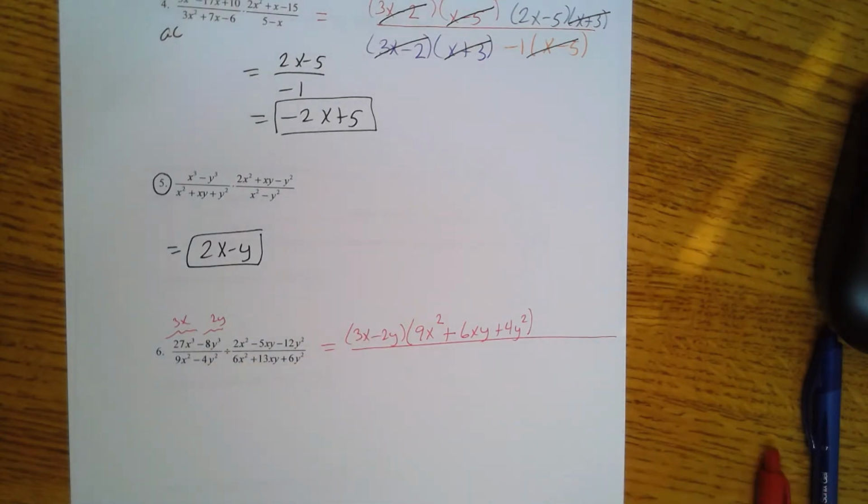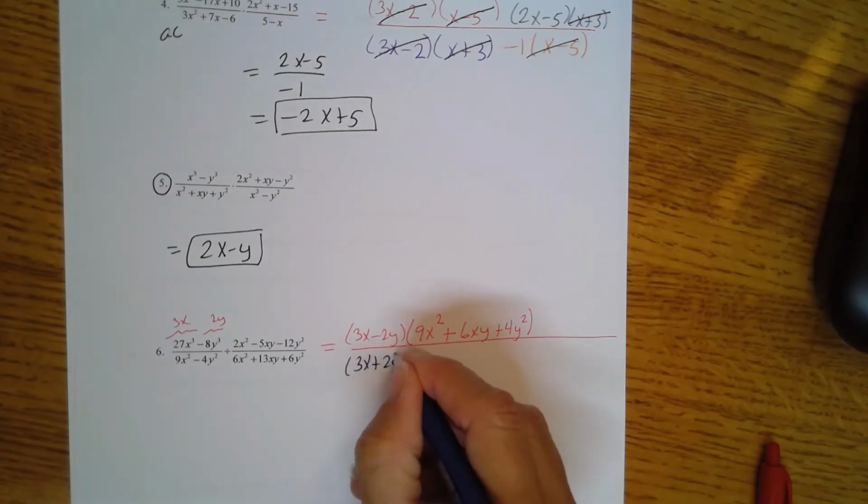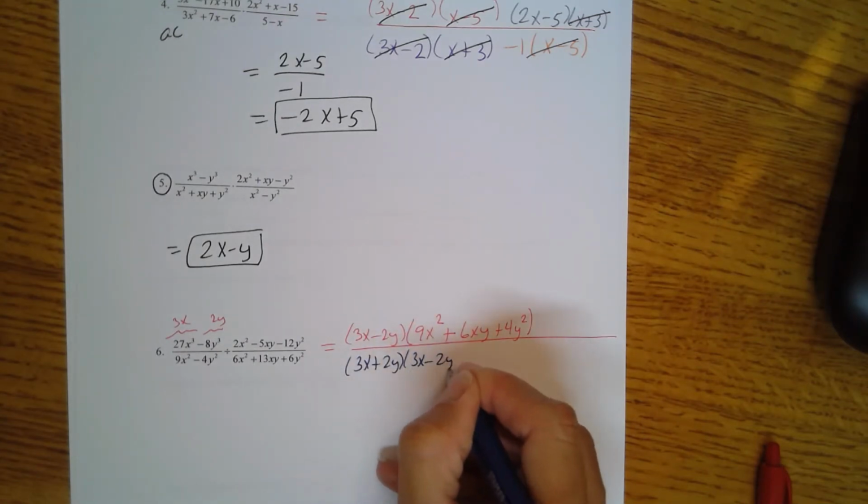9x squared minus 4y squared is a difference of squares, so that would be 3x plus 2y and 3x minus 2y.